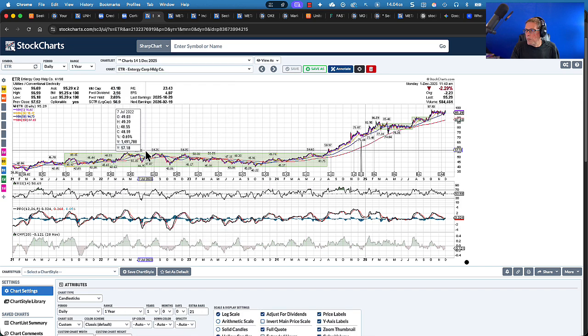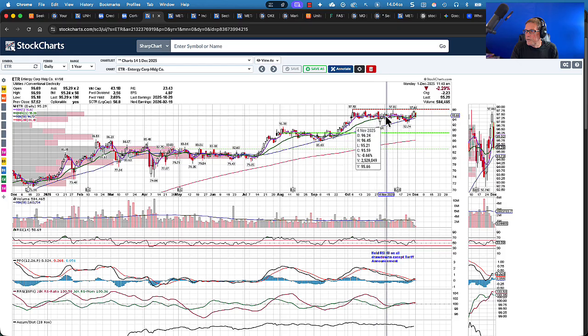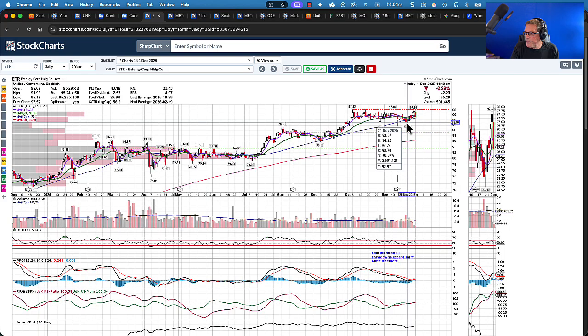When we go to the 1-year chart on this one, we did hit an intraday high of about $97 on the 6th of October, so that's my resistance line. At the Friday close, that was an all-time closing high. Today I see that it's pulling back 2.29%.